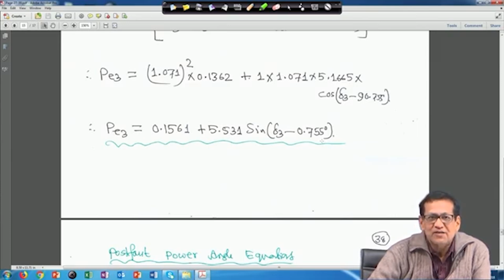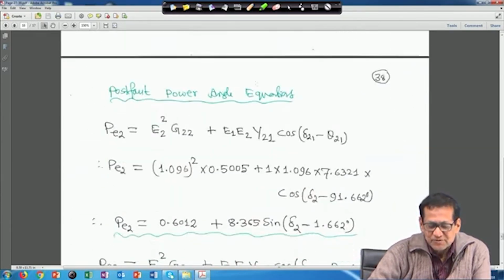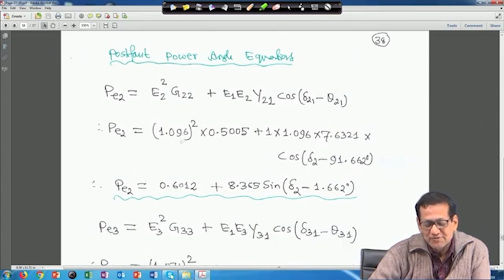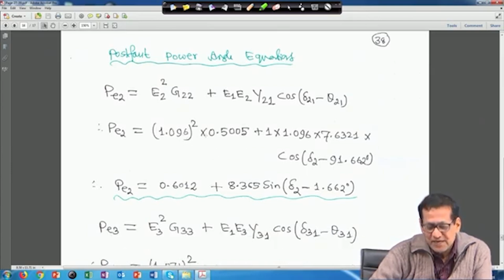Now the post fault power angle equation. For the post fault case, you can write directly when the fault is cleared. You have to use the last 3 by 3 matrix. So P2 is E2 square G22 plus E1 E2 Y21 cosine of delta 21 minus theta 21. Substituting, E2 is 1.096 squared into 0.5005 plus 1 into 1.096 into 7.6321 into cosine of delta 2 minus 91.662 degrees.